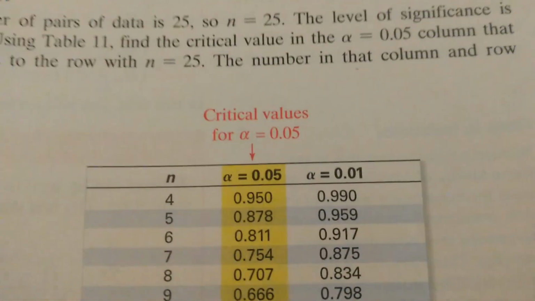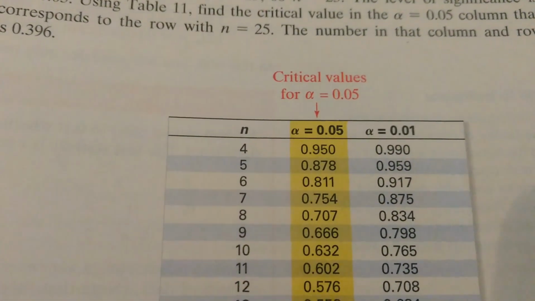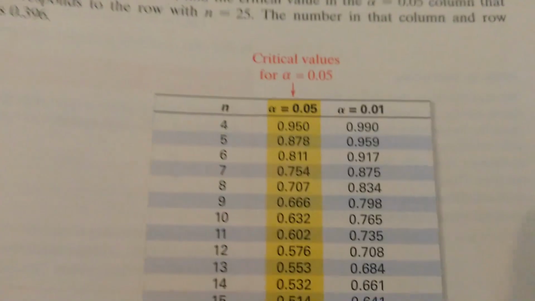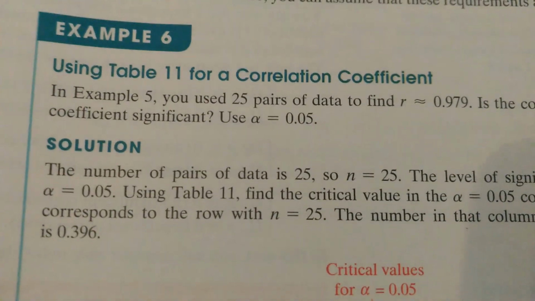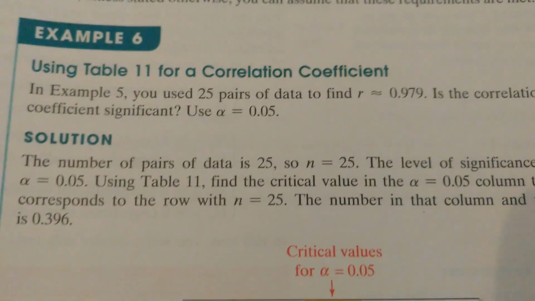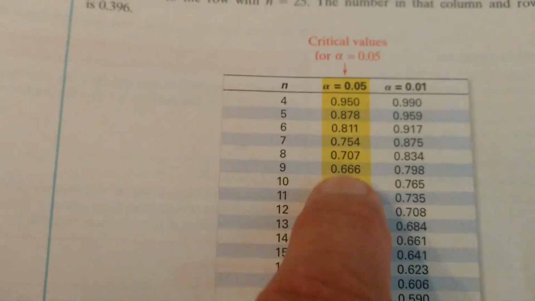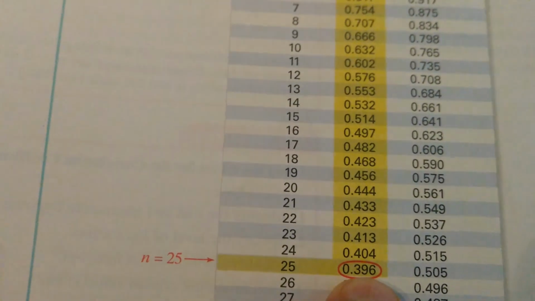When you go to this table, you're going to see three columns: a column for n, which is the sample size, a column for alpha 0.05, and a column for alpha 0.01. You're going to be given one of these two alphas, not both. In this problem, we're given a sample size of 25 and an alpha of 0.05. So if I come down the 0.05 column to where n is 25, I get 0.396.